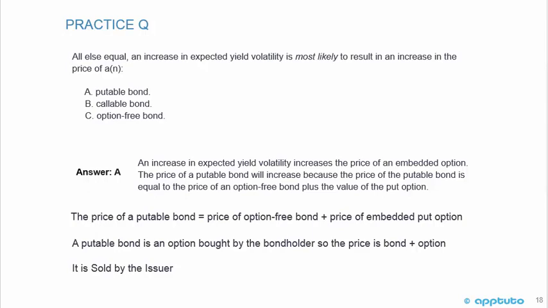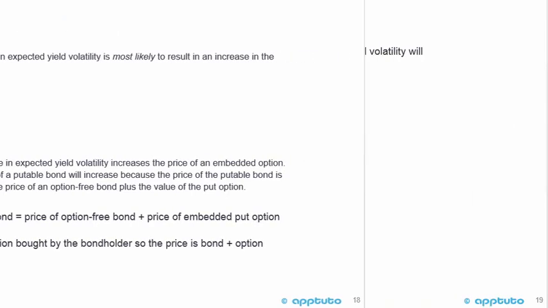The price of a puttable bond equals the price of an option-free bond plus the price of the embedded put option. A puttable bond is an option bought by the bondholder, so the price is the bond plus the option. It is sold by the issuer. These are not too difficult with a bit more practice and a bit more covering of the derivative section, where we see what is the impact on options of yield volatility or changes in interest rates, for example.